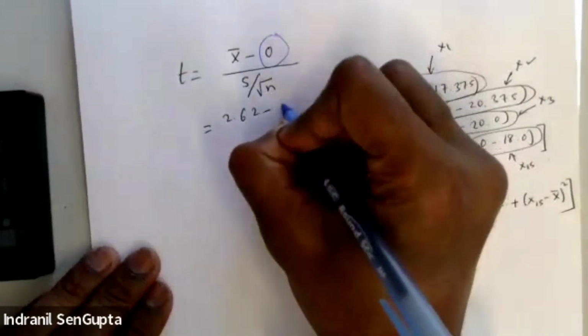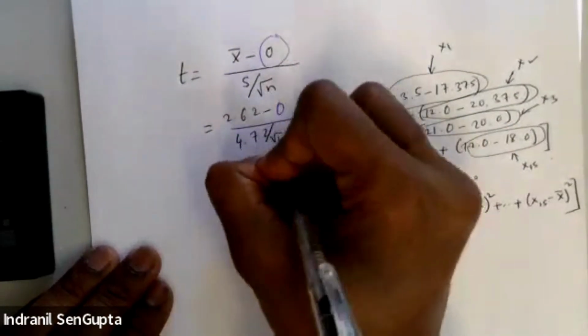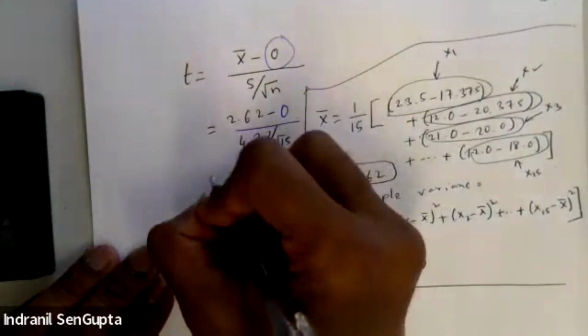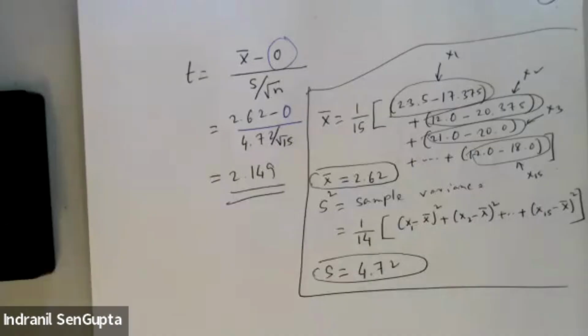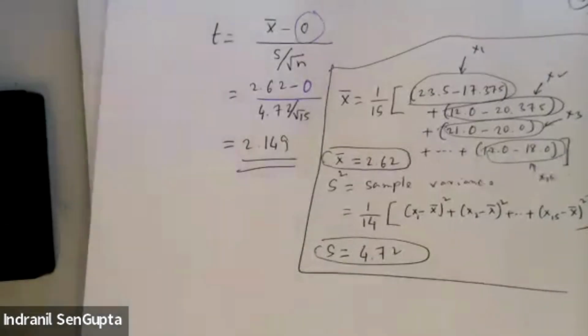So this is 2.6062 minus 0 over 4.72 over square root of 15, which is about 2.149. So this is the T value. First thing done. Now, what do you want to do with that? Based on this T value, we want to conclude something. We want to test the hypothesis.